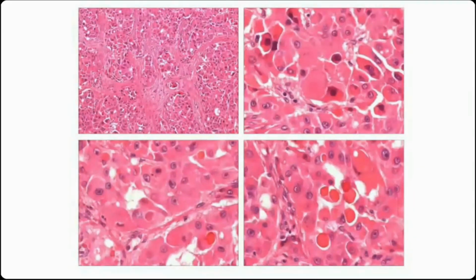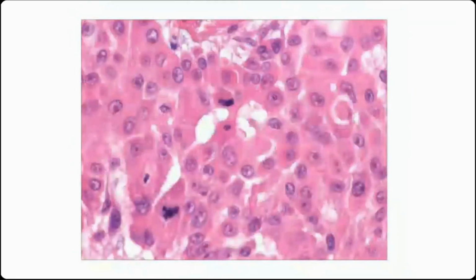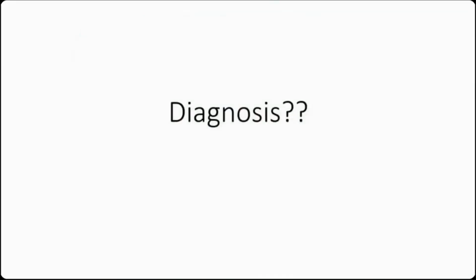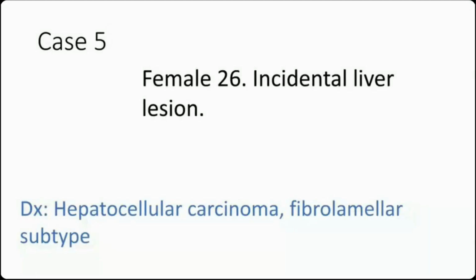So given the age and the atypia and the dense fibrosis, really, and the inclusions, which aren't specific but are classical. Here are the mitotic figures. I knew I had some somewhere. So this is a malignant lesion. And this is hepatocellular carcinoma, but it's fibrolamellar subtype.